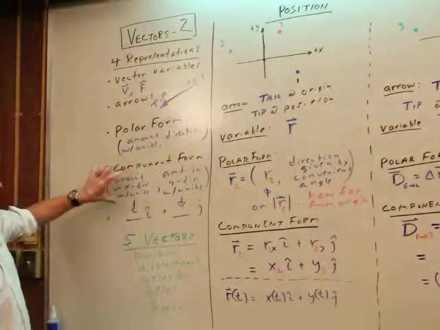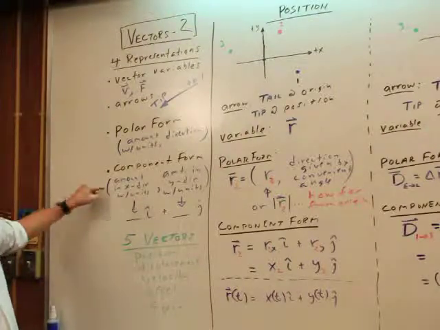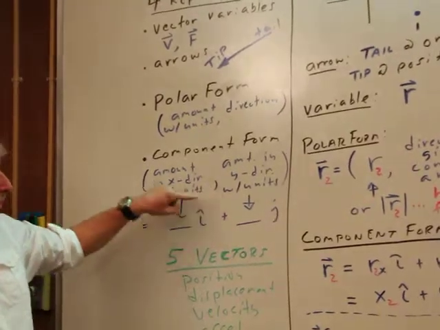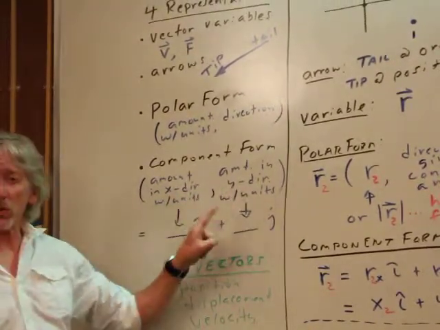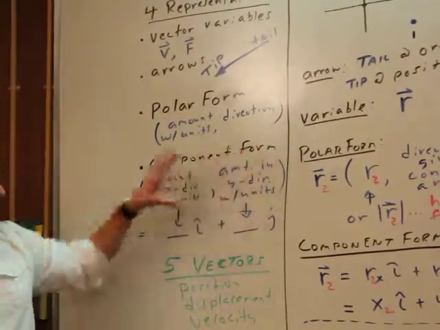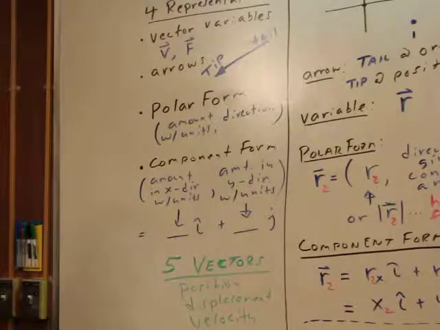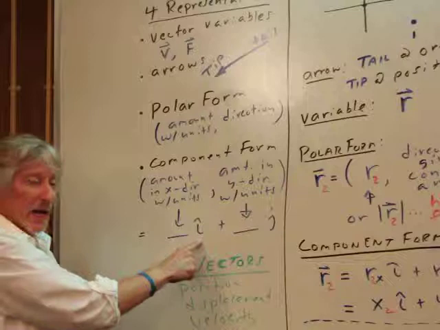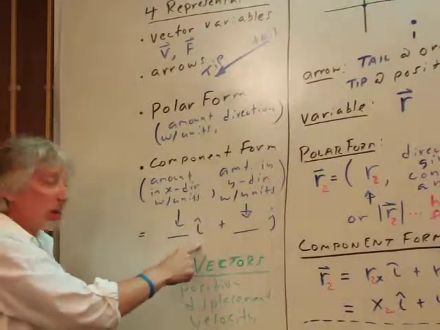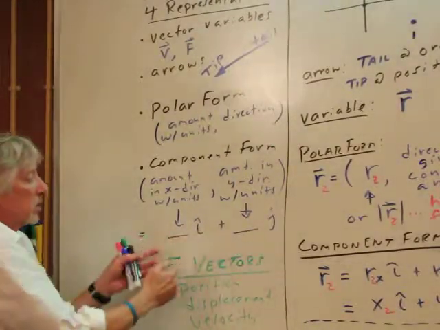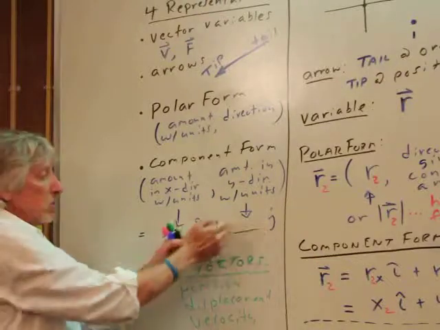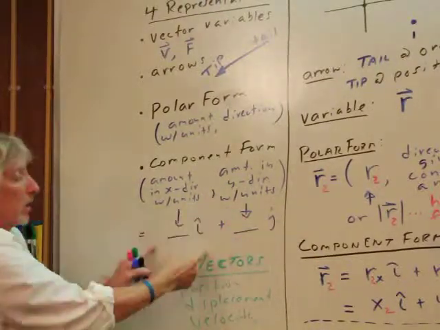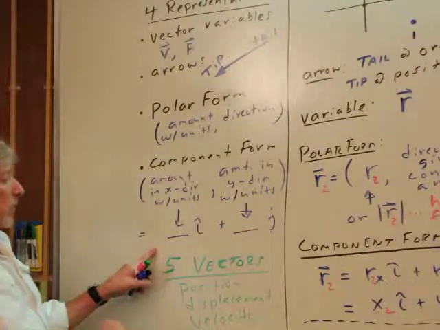Component form is the amount in each direction: the amount in the x direction with units, and you can put a comma in between, then the amount in the y direction with units. But that's a little bit clunky. It works out better just to say the amount in the x direction with units times i hat, which only means in the x direction. It means you can't add these numbers. This is 5 meters, that's 2 meters. You can't add that to 7. This is just sort of like the comma. Keep it separate. And we'll see how you work with that later.